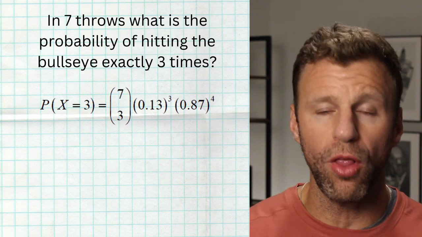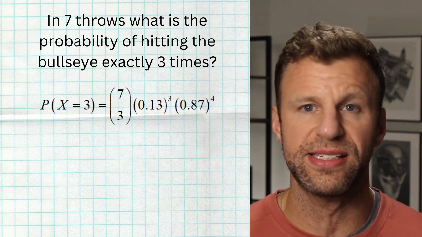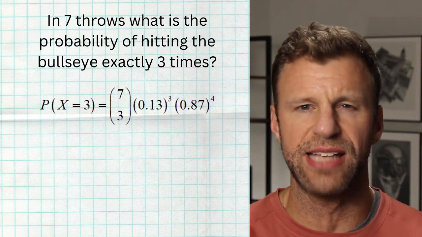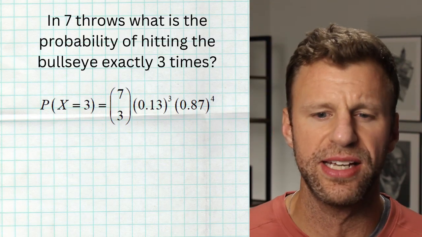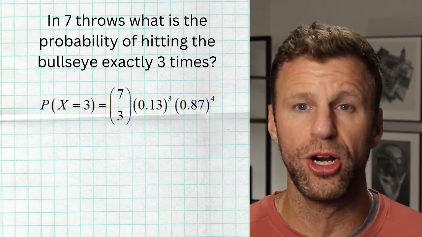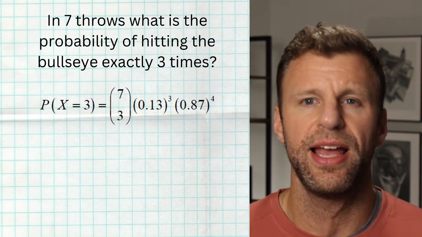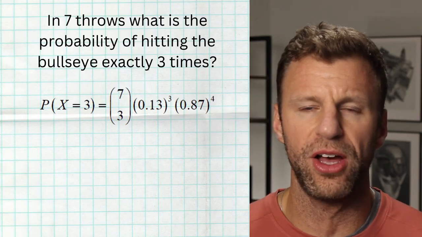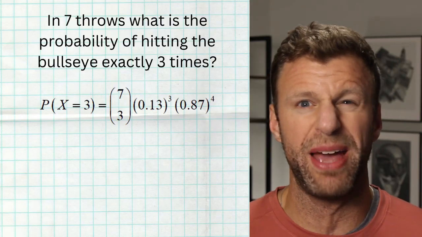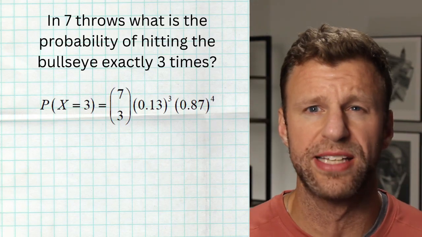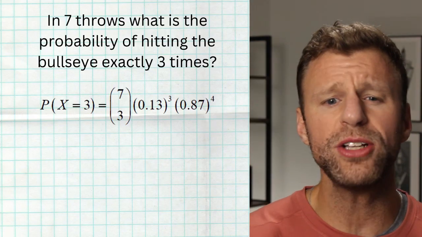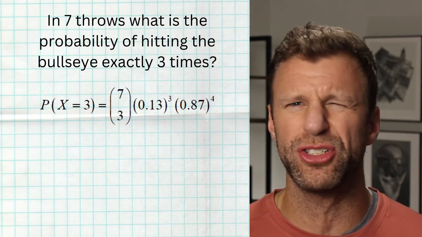Alright, now, putting all of those numbers into the formula, we get 7 choose 3. That's that 7 over 3 in the giant parentheses. Then we have 0.13 to the third because we need 3 successes. And then that means we have 4 failures, because if you have 7 shots and 3 makes, then the other 4 are going to be failures, 0.87 to the fourth. Now, the one tricky thing is, what is this 7 choose 3?